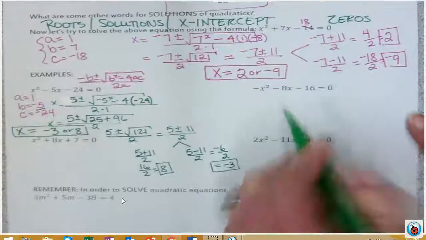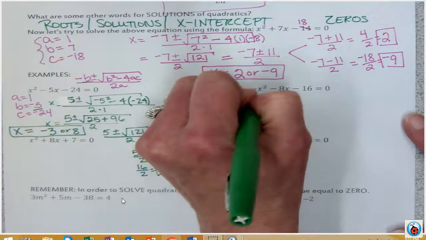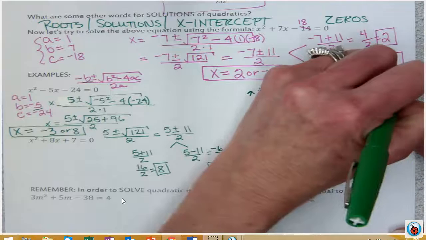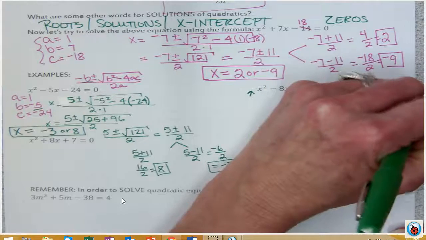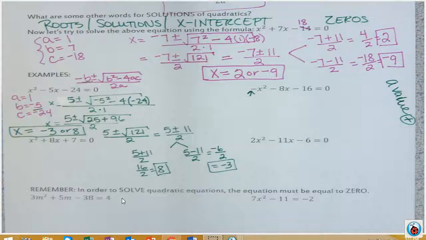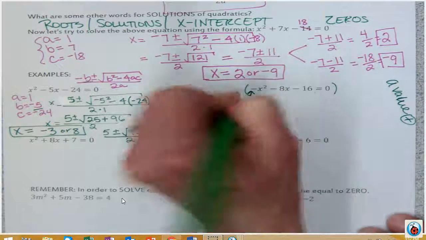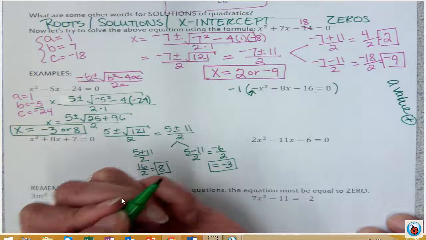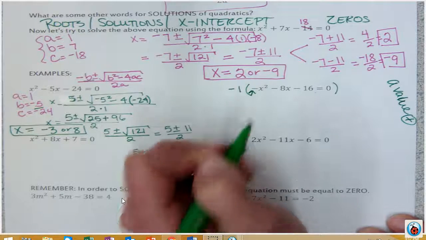Here, now we've got a situation where our a is negative. So you need to remember that your a value must always be positive. So in order to take care of that, we need to multiply the whole problem by -1. That's going to effectively change all of our signs. We don't care if b is negative. We do care if a is negative. The only time we do this is if a is negative.